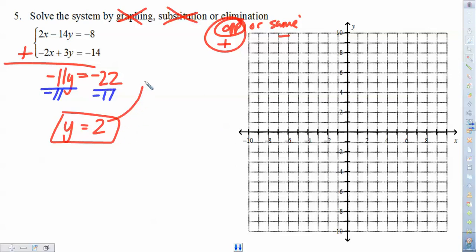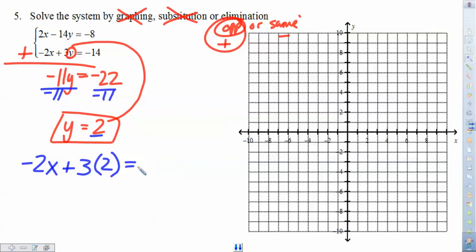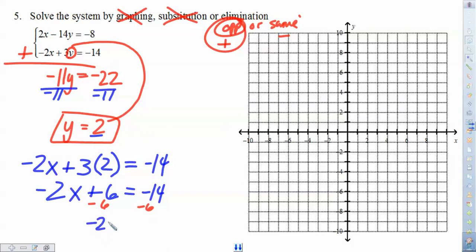Next move, take that 2, substitute it in for either one of these two y's, it does not matter which one, and then we solve it from there for x. So we have negative 2x plus 3, substitute the y value we just found there of 2, and that's equal to negative 14. Multiply. Solve for x. Let's subtract 6. So now negative 2x equals negative 20.